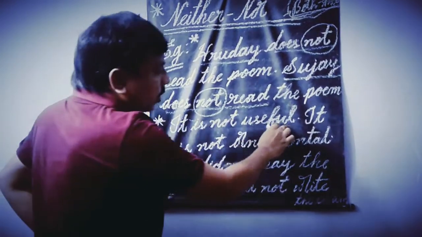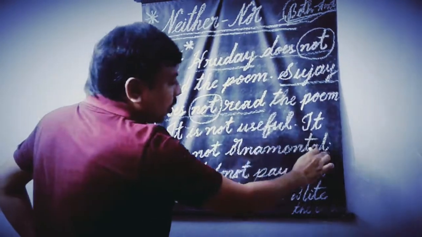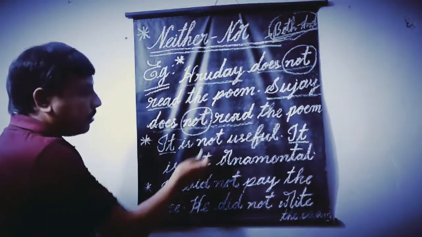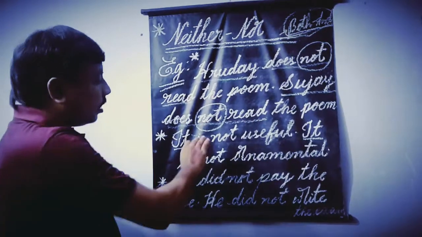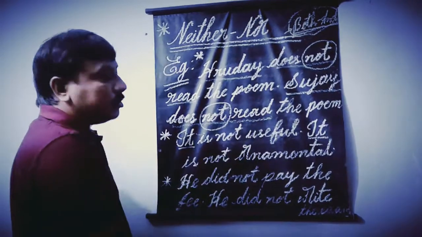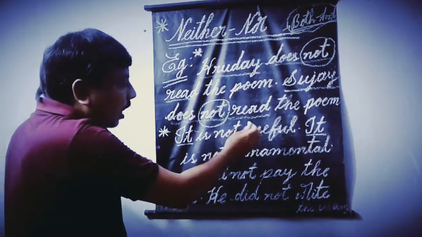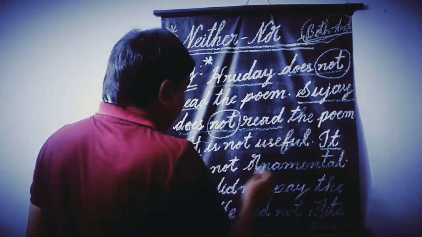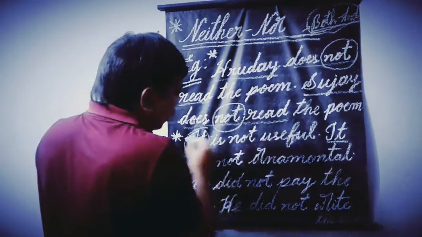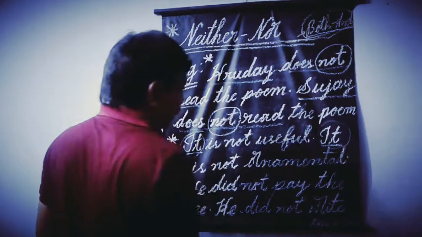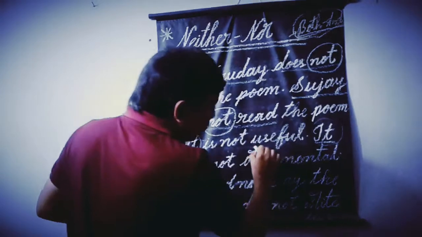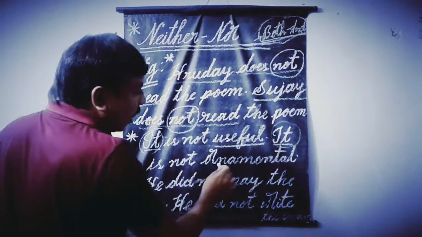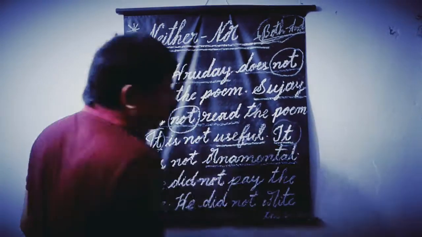It is not useful. It is not ornamental. Here the same subject has been repeated with two different negative ideas. We are talking about the same subject. But here, if you take the adjective, useful, it is not useful. Here useful is the adjective. It is not ornamental. Ornamental is also an adjective.